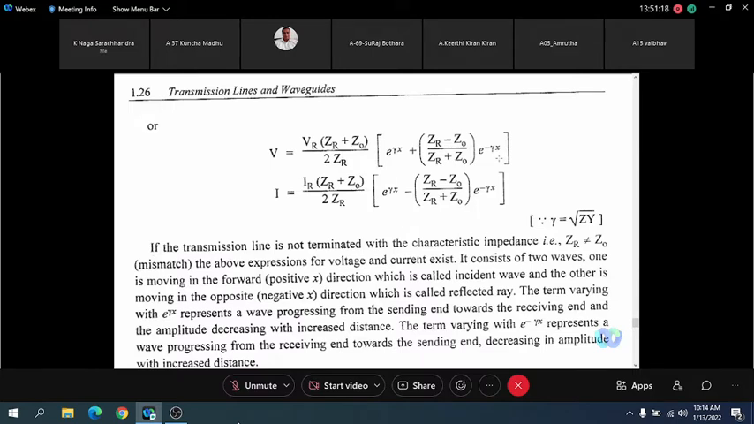The wave which is moving forward in the incident direction is known as the incident wave, and the wave which is moving in the opposite direction of the incident is known as the reflected wave.